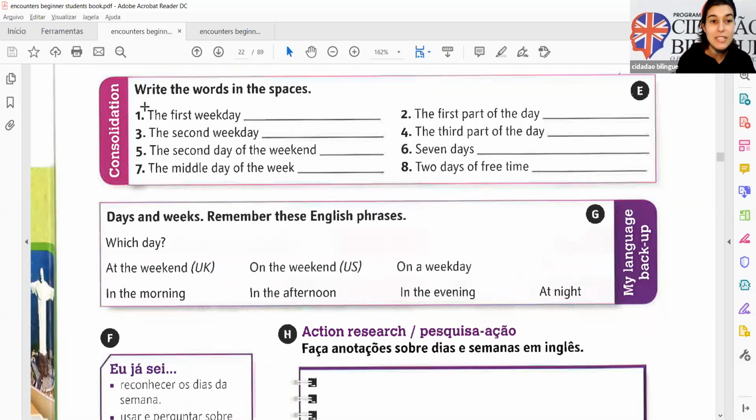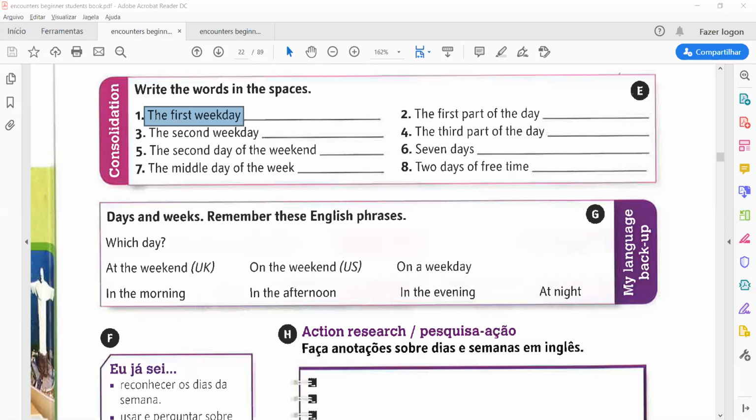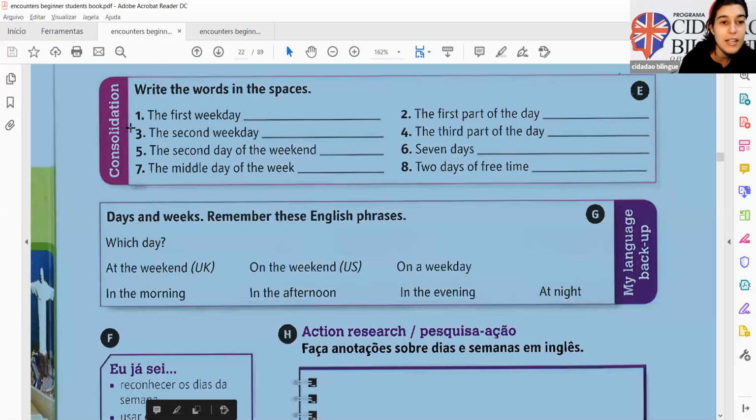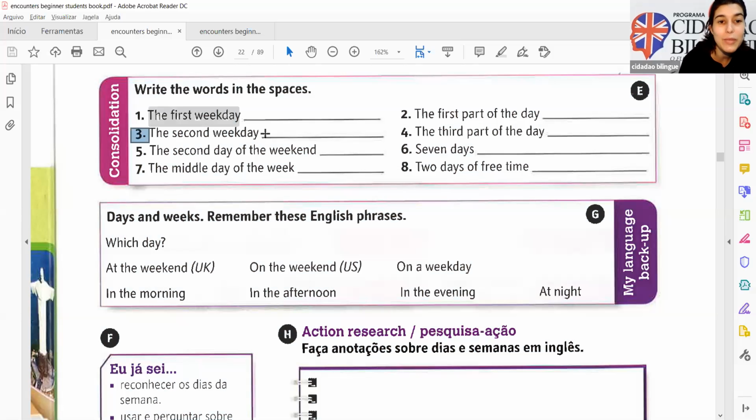The first weekday. What's the first weekday? Sunday é o primeiro dia da semana, né? Eu não sei. The first weekday. Monday. The first weekday is Monday. Okay, what about the second weekday? Tuesday. The second weekday is Tuesday.